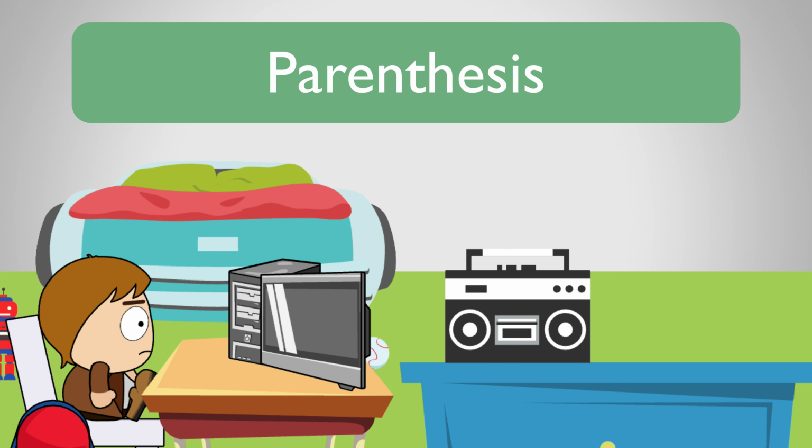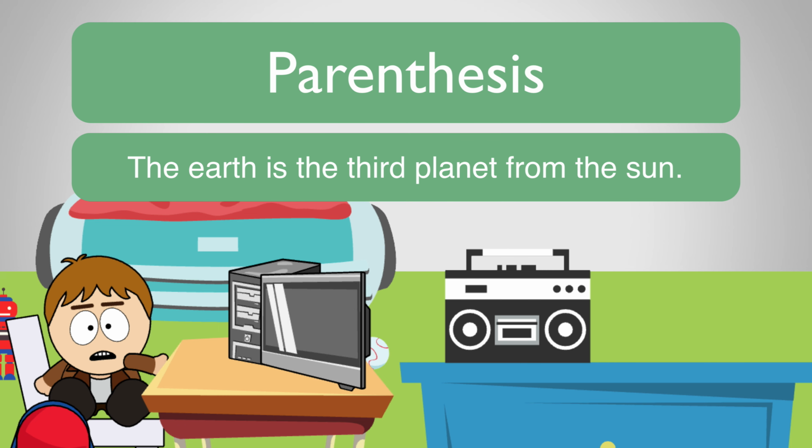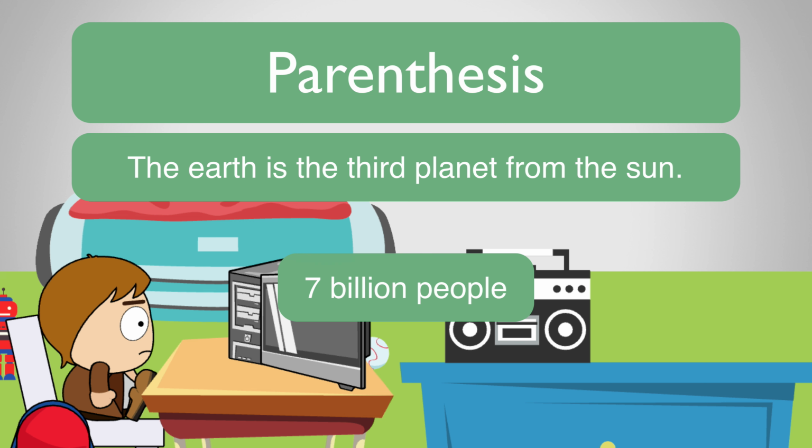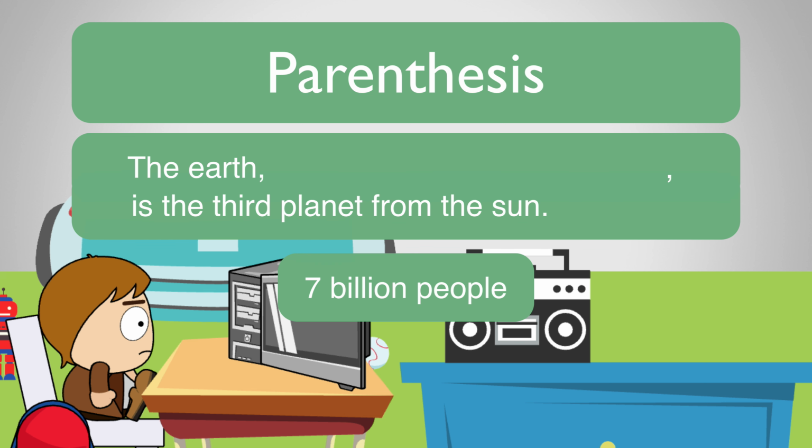Let's have a listen to his first sentence. The Earth is the third planet from the Sun. Okay, that's pretty good, but he could use a parenthesis to add additional information. Let's add the number of people who live on Earth to this sentence. That's over 7 billion people. We'll squeeze this in using punctuation to hold it in place.